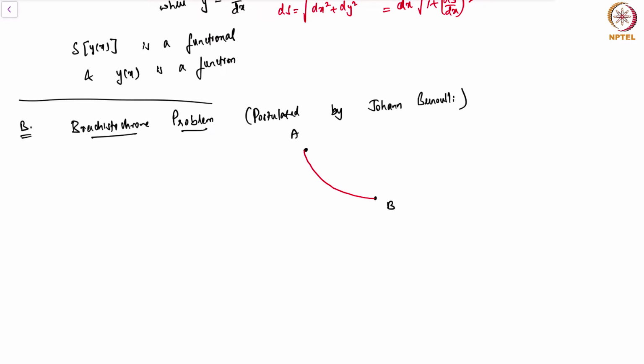And on this string is a bead, a frictionless bead. The bead is traveling in a gravitational field without any friction. So the question that you want to ask is, what is the minimum time? This is a minimization problem.